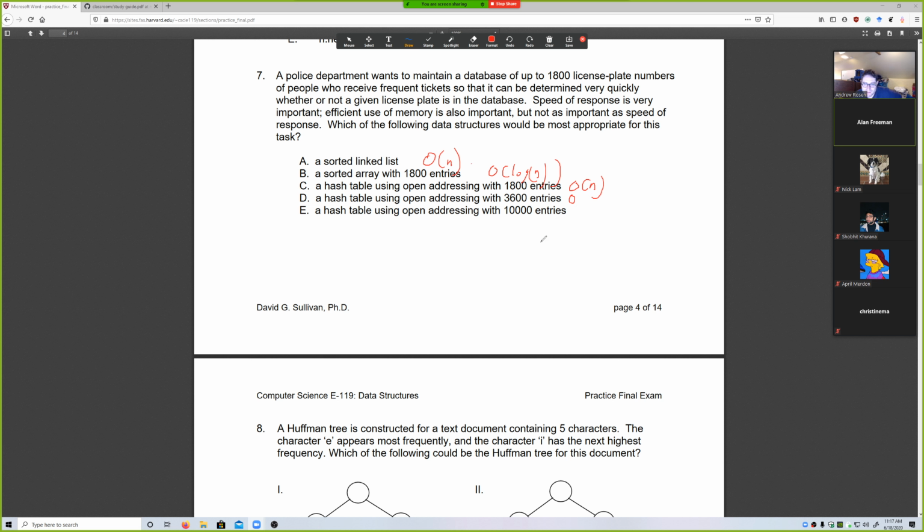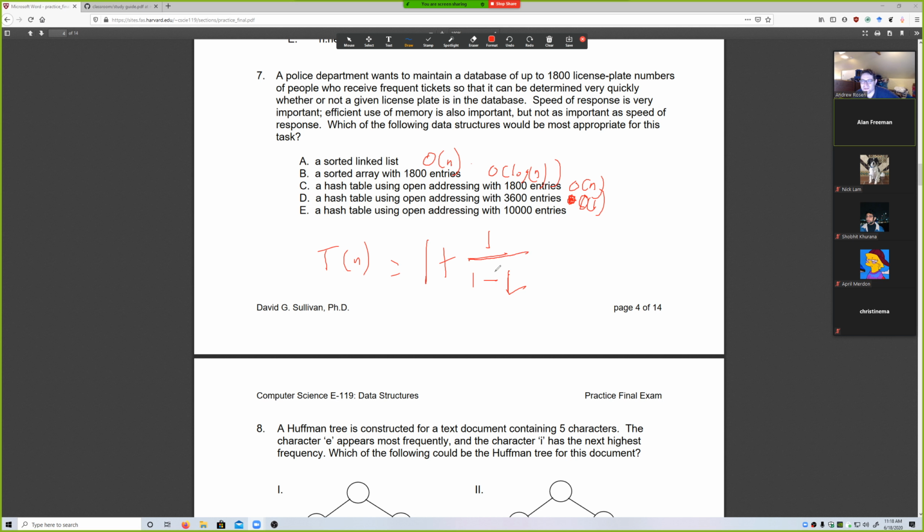But now we've got a hash table using open addressing with 3,600 entries. How long is this going to take? That's going to be very close to constant time. According to Knuth, the expected number of lookups with a hash table of size n is 1 plus 1 over 1 minus L.